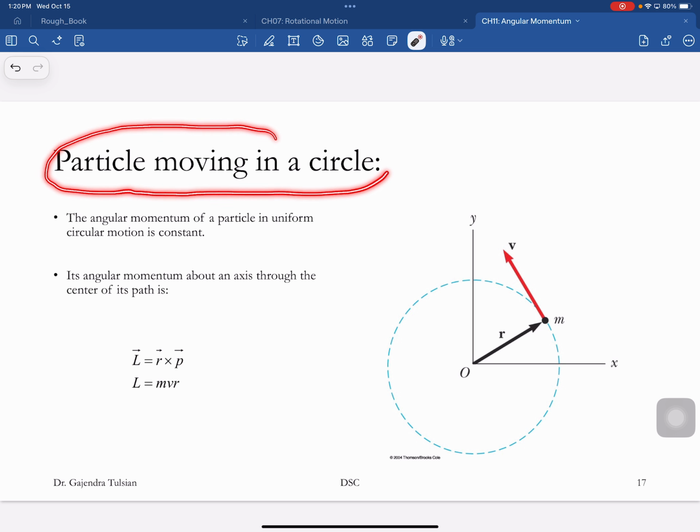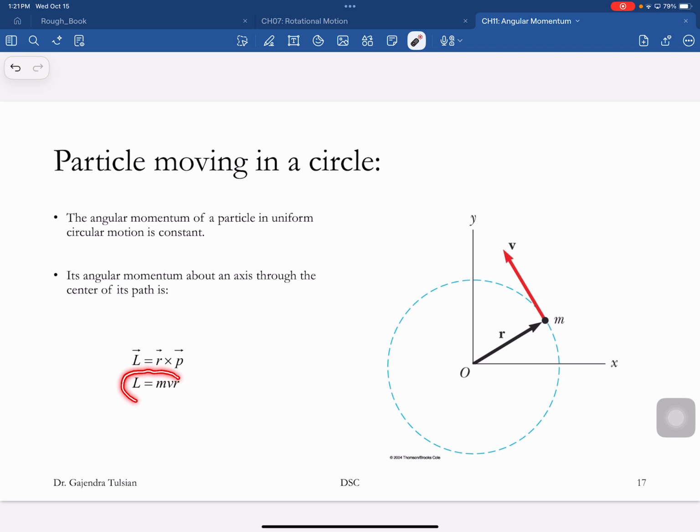For a particle moving in a circular orbit, angular momentum is r cross p. p is m times v. And since r and p for a circular orbit are perpendicular to each other, sine phi is 1. It turns out that the magnitude of angular momentum is mvr. So this is a good one to remember. For a particle moving in a circular orbit, the angular momentum is just mv times r.